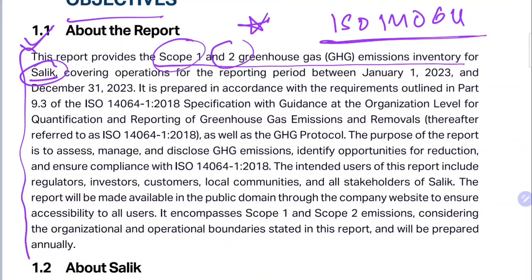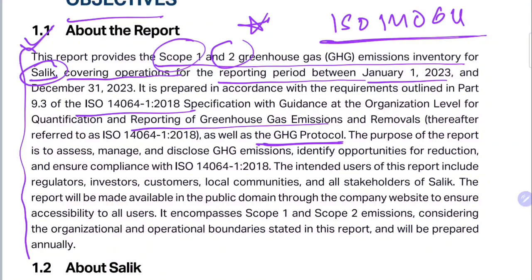You can utilize this as a live case study, students or learners. Covering operations for the reporting period between, as I told you earlier in the beginning itself, it was clarified that January 1st to 31st December 2023, and also it is prepared in accordance with ISO 14064:2018 specification with the guidance at the organization level for quantification and reporting of greenhouse gas emissions and removals, as well as GHG Protocol.